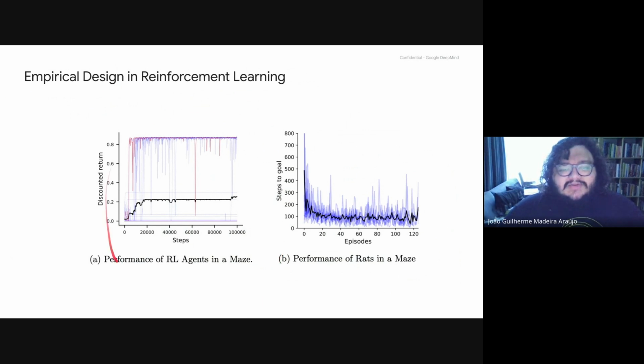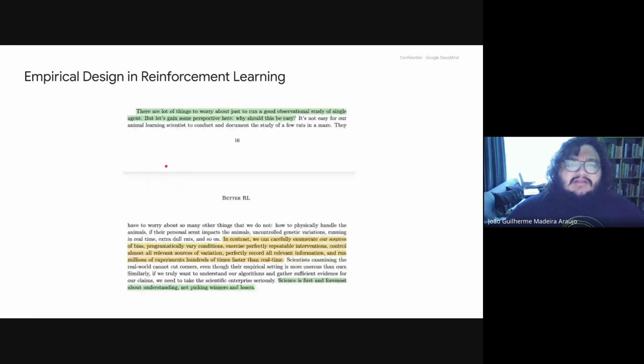I like that they also do some comparisons with this notion of RL and doing more cognitive science on rats and experiments on real animals. And I really like these parts where they say there's a lot of things to worry about. Just run a good observational study of a single agent. But let's gain some perspective here. Why should this be easy? I think it's extremely important.